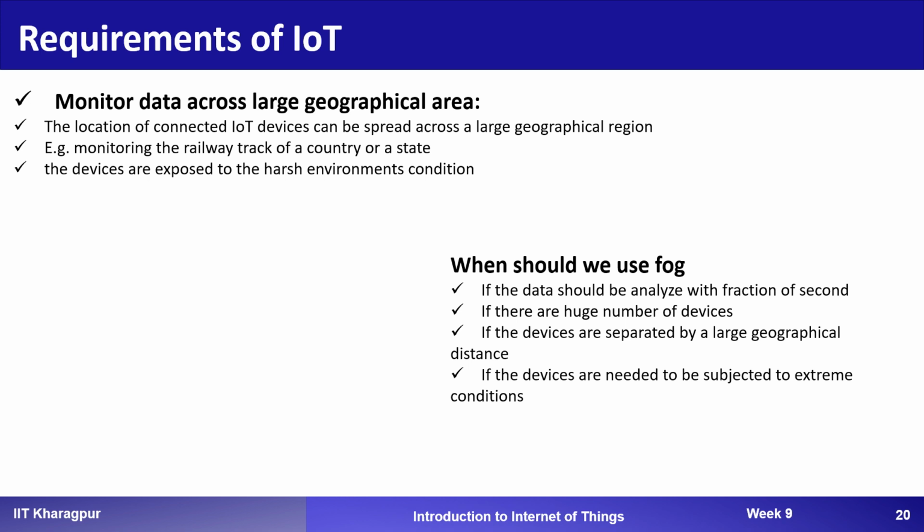The next one is when fog should be used. There is a need to decide when we should use fog, and when there is no need of fog computing. If the data should be analyzed within a fraction of a second, then there is a need of fog computing. If there are a huge number of end devices that we are going to use to perform some task, or if the devices are separated by large geographical distances, then there is a need of fog computing. If the devices are subjected to extreme environmental conditions, for example, if you have deployed the end devices over different environmental conditions, then there is a need of fog computing, which is going to analyze the data at different locations.